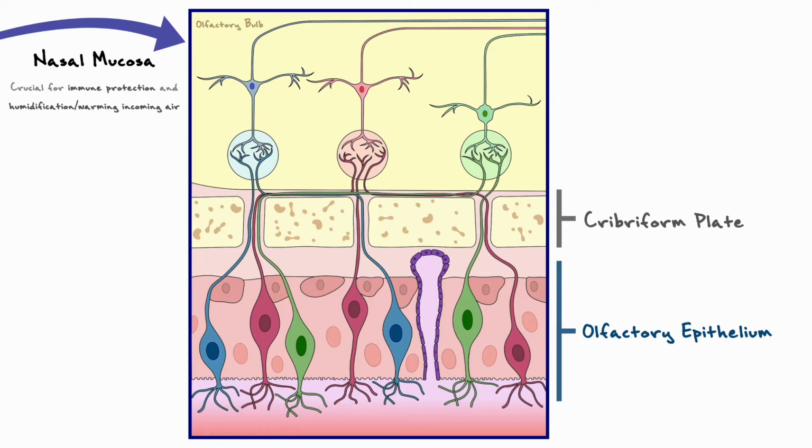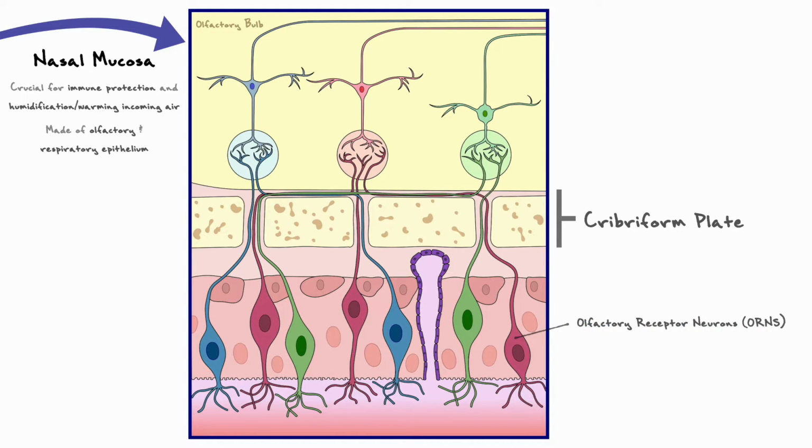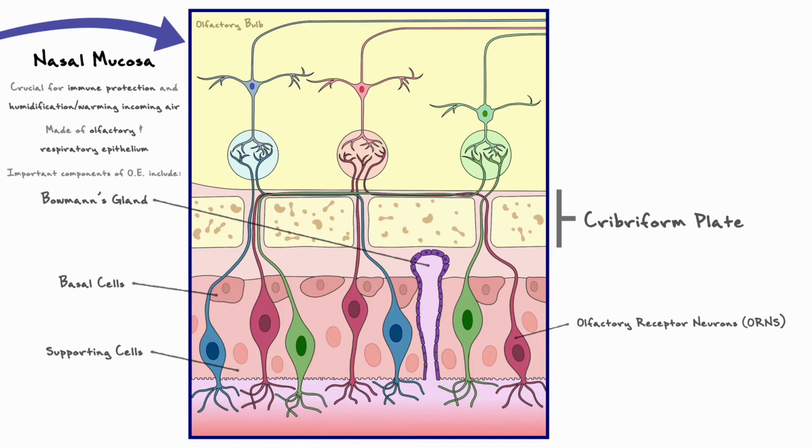In addition to the olfactory epithelium, the nasal mucosa is also made of the respiratory epithelium, which covers some other regions of the nose that are less concerned with smell, so we will not discuss that epithelium in too much detail in this video. Besides the olfactory receptor neurons, which you can see here colored in blue, red, and green, the olfactory epithelium is also made out of Bowman's glands, basal cells, and other diverse supporting cells.